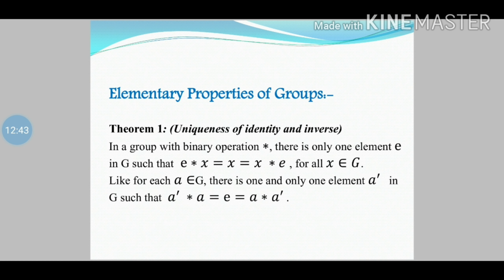First theorem: uniqueness of identity and uniqueness of inverse. The theorem says that if the identity element exists in a group, it must be unique, and the inverse that exists in the group must be unique.